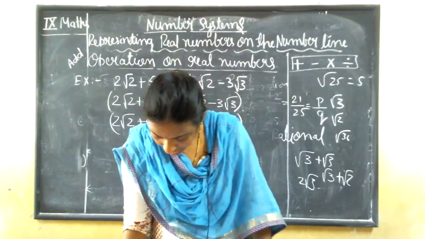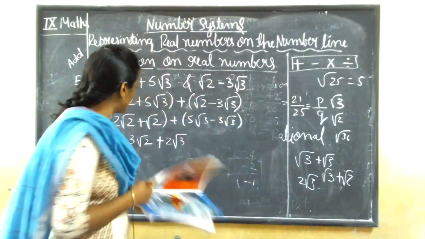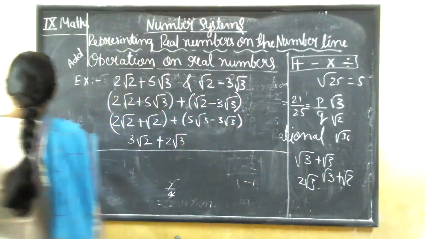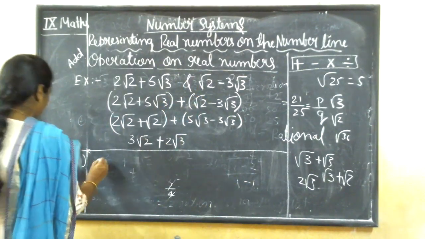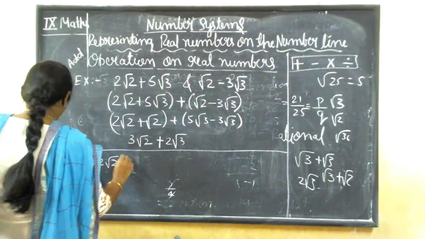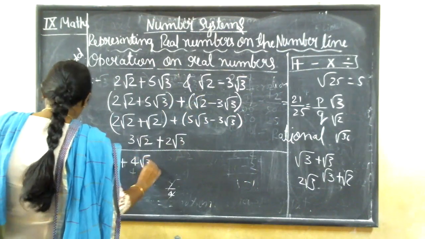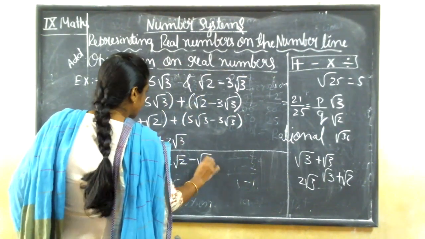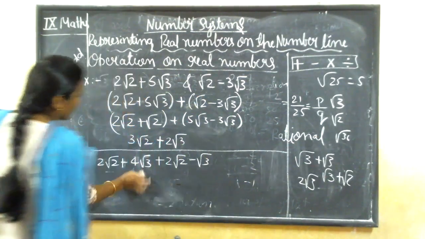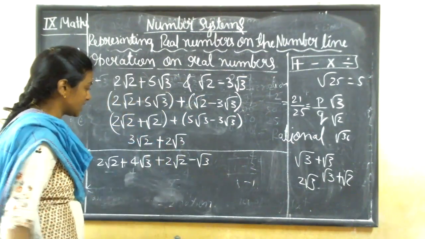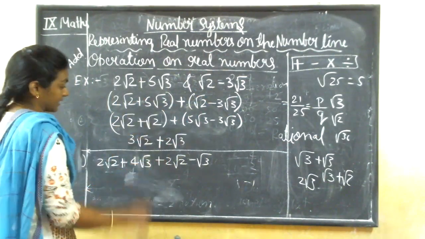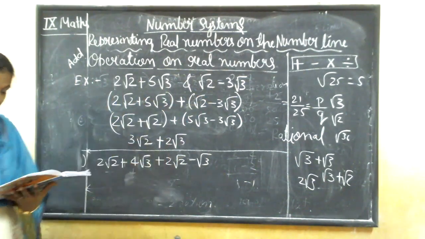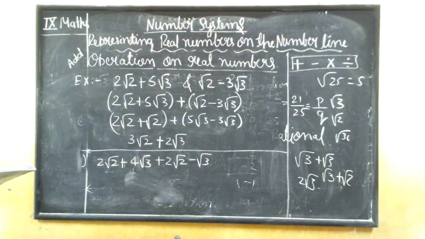Clear? Okay. Let me take one more example here. That is 2 root 2 plus 4 root 3 plus 2 root 2 minus root 3. Same as this only. You guys try this and find out the answer fast.